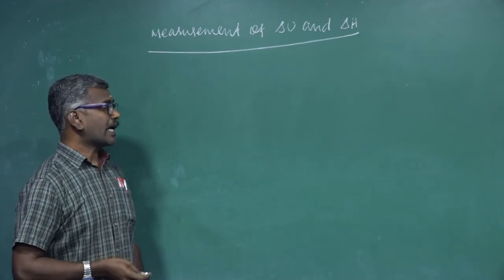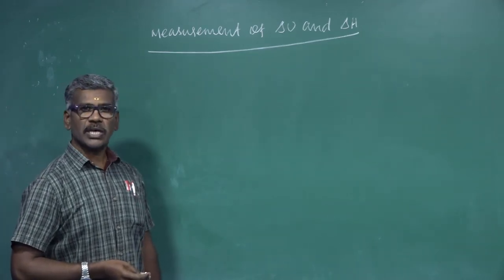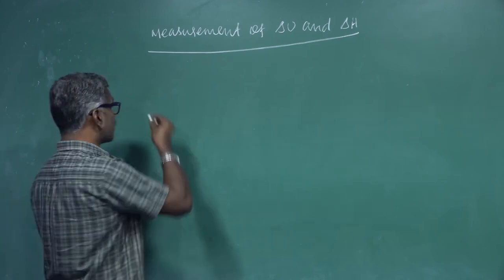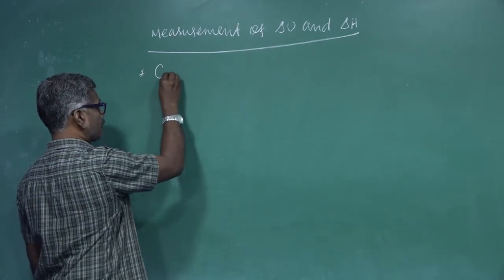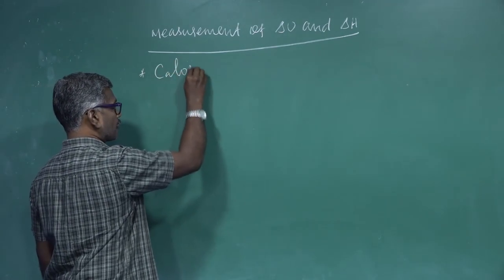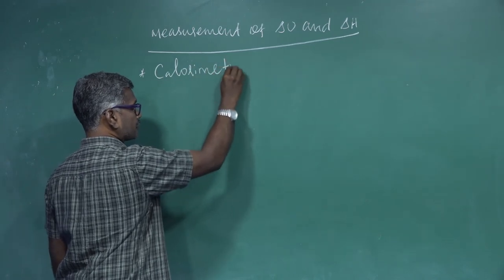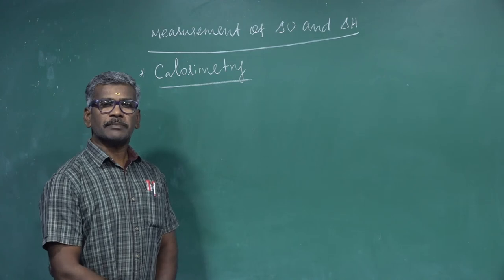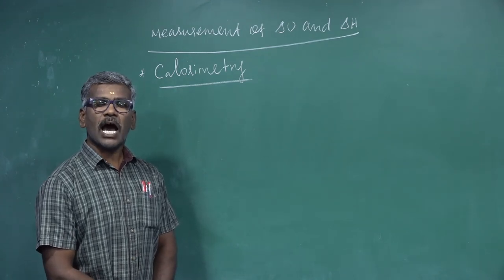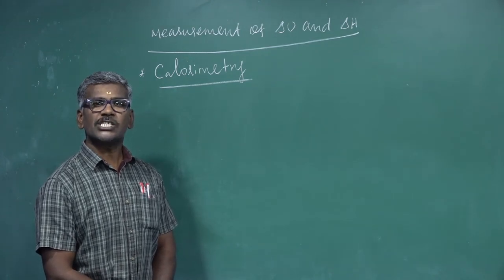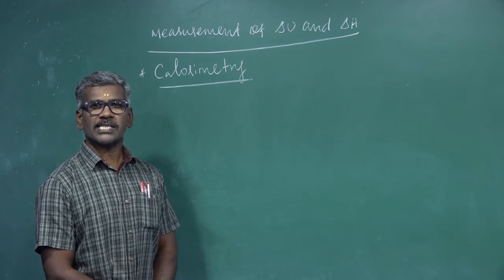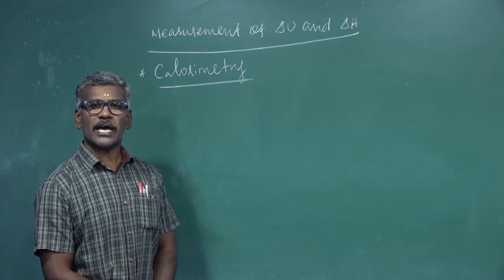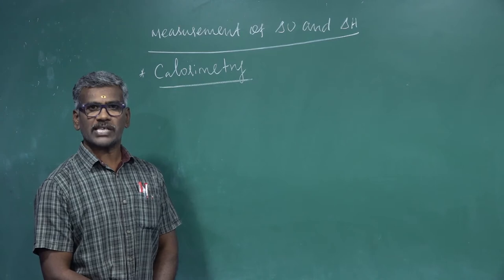Measurement of delta U and delta H can be explained by the calorimeter. The calorimeter is nothing but a device to measure the amount of heat absorbed in a process, either a physical process or a chemical process.